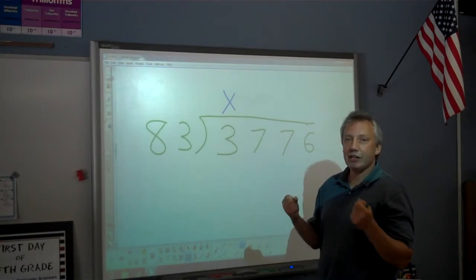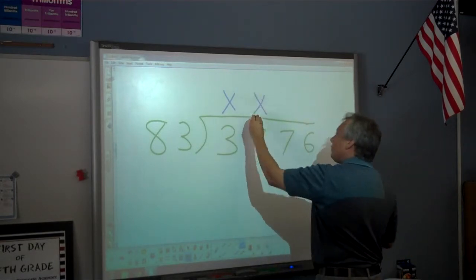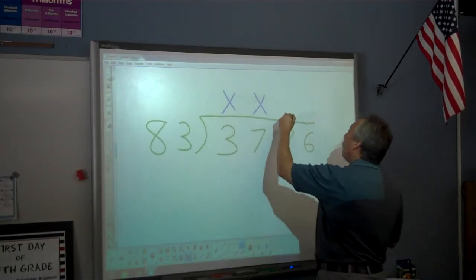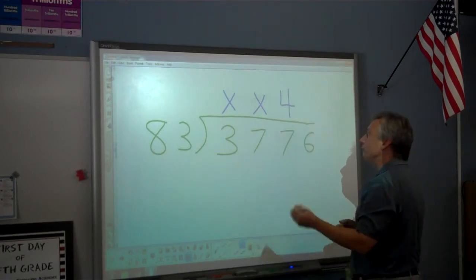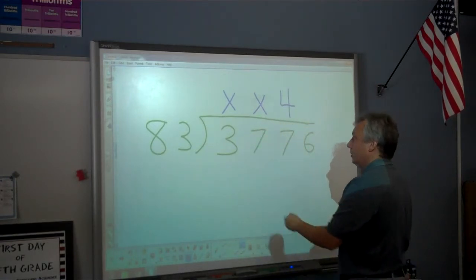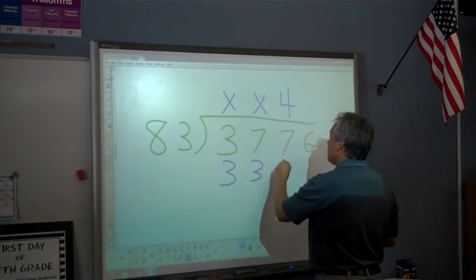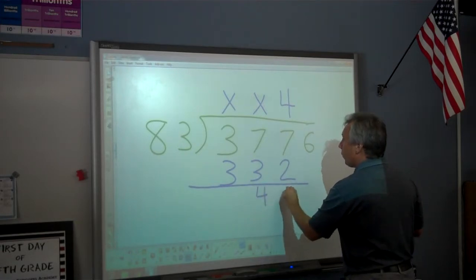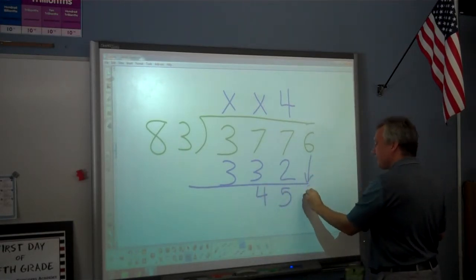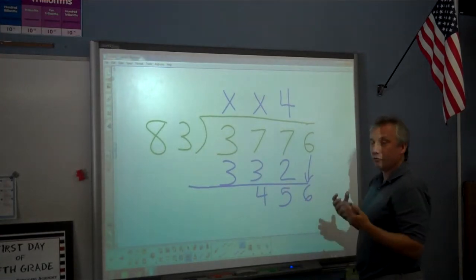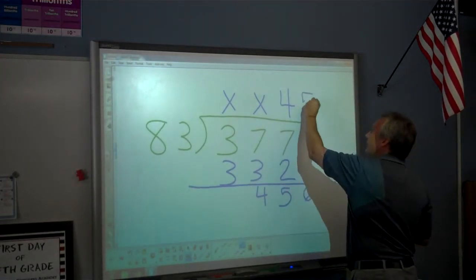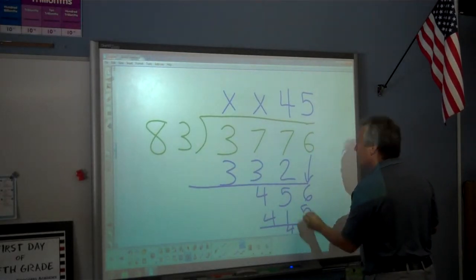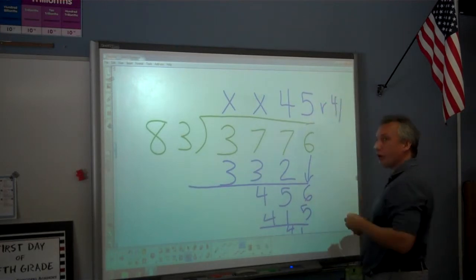Does 83 go into 37? It still does not, because 83 is larger than 37. Does 83 go into 377? It does. In fact, it goes in 4 times. Then you would do 4 times 83, which is 332. You subtract, and you get 45. You bring down the 6. How many times does 83 go into 456? 5 times. It multiplies to 415, and it leaves you with a remainder of 41.